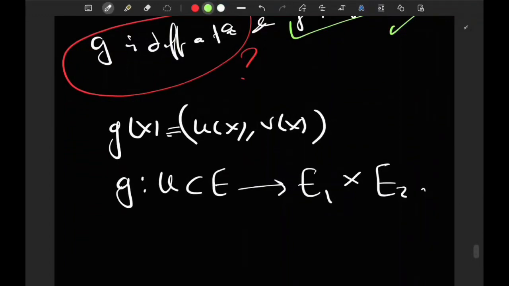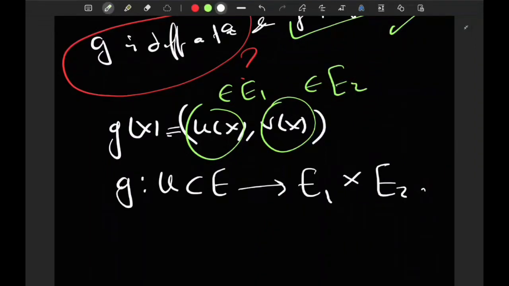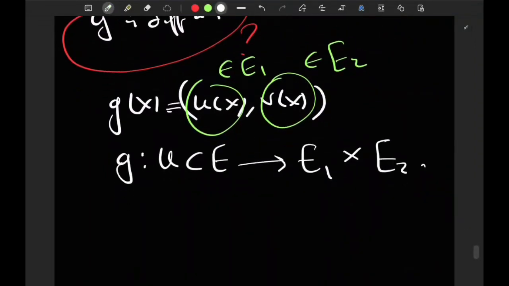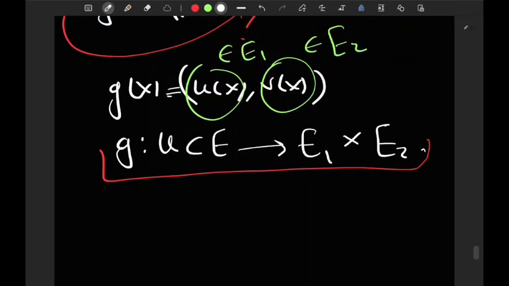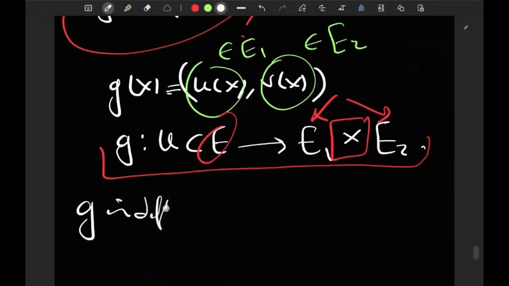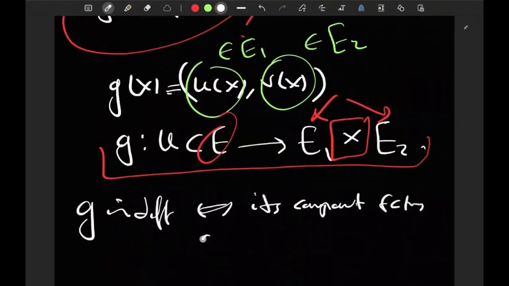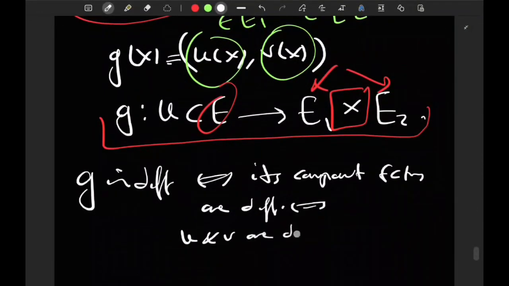I mean, the U of x is landing inside E1 and the V of x is landing inside E2. So look at this function, which is of the type that we discussed earlier, which is the entire topic of our session here. This is a map going from a certain normed vector space E into a product of two normed vector spaces, and we saw that G is differentiable if and only if its component functions are differentiable, i.e., if and only if U and V are differentiable.